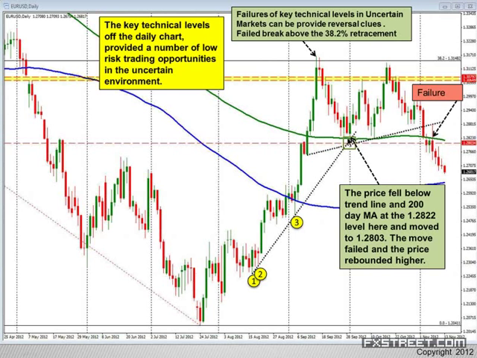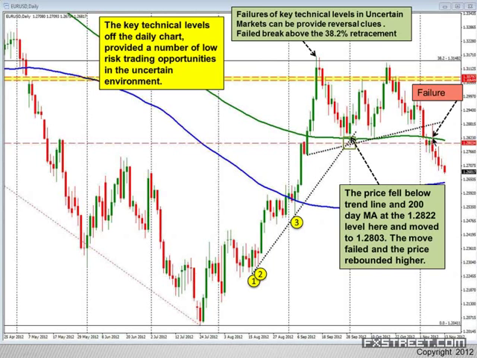38.2, key technical level. 200-day moving average, key technical level. These are levels that you have to pay attention to. Now, over here, when we had the election occur, the market failed to stay below the 200-day moving average. On this day, we came and tested the 200-day. Then we moved below. Then we had the election, and the election results came out.